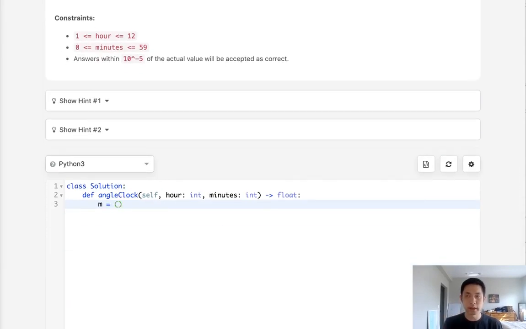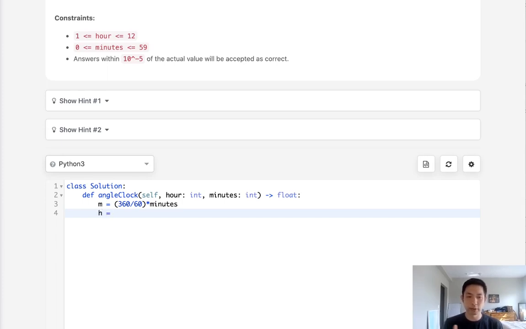So to get that, how many minutes are there in an hour? There's 60 minutes, right? How many degrees are there inside of a circle? There's 360. So basically every minute is going to be 6 degrees, and we can figure that out by 360 divided by 60. Now we just want to multiply it by the number of minutes. And that's going to give us the degree for the minute hand. Great. Now, what about the hour hand?